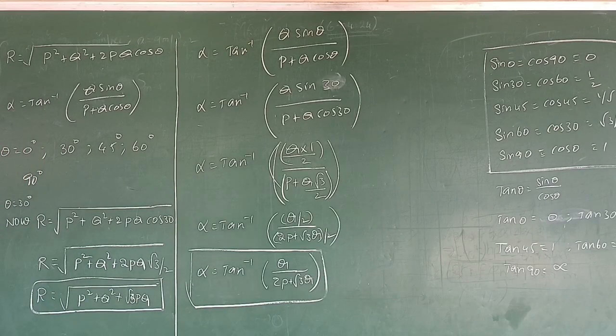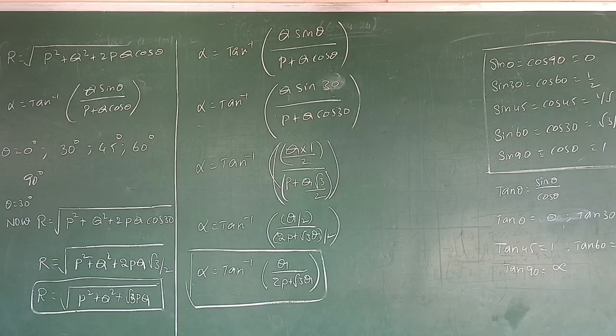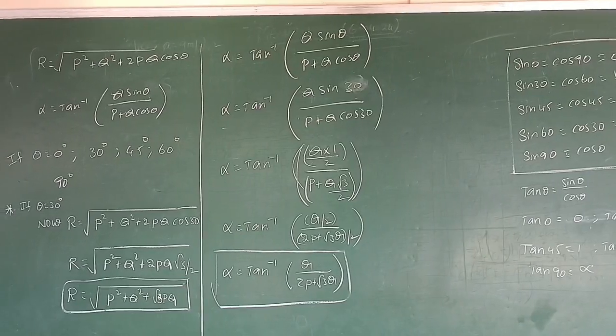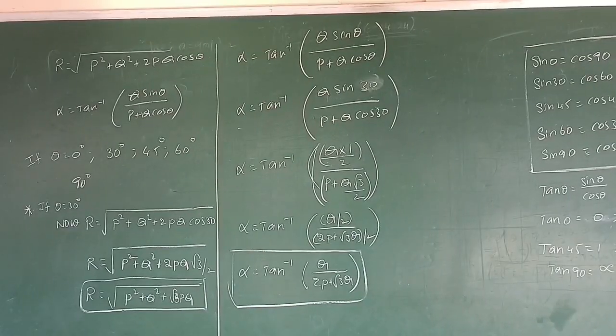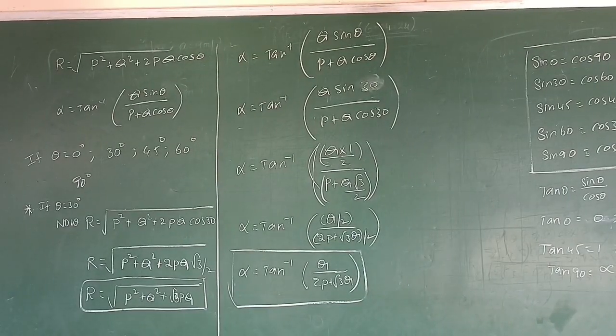So here we got, for 30 degrees of inclination, the values of R and the value of alpha. R is the resultant. Alpha is the direction of the resultant with the first vector. The direction of the resultant with the first vector will change.